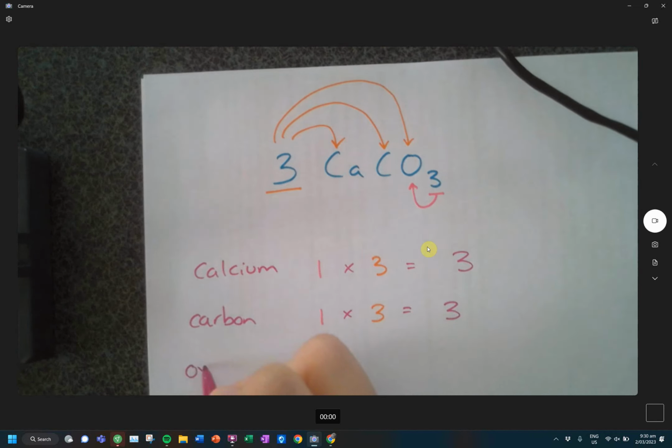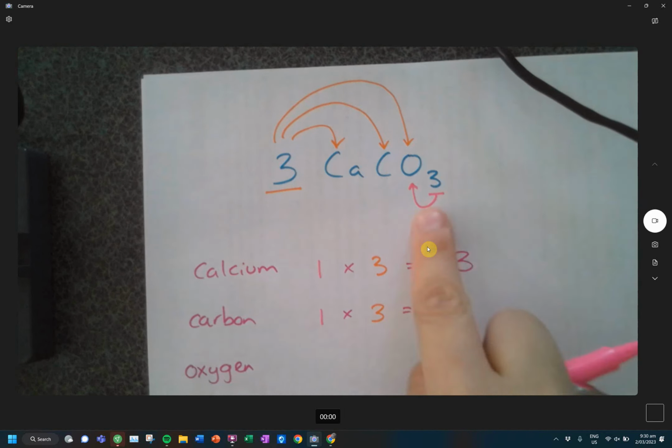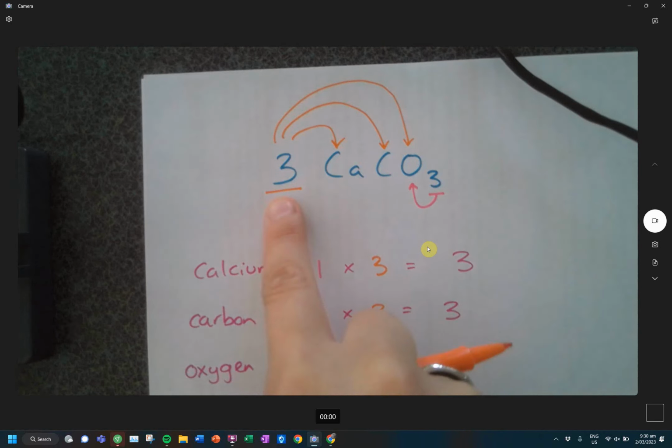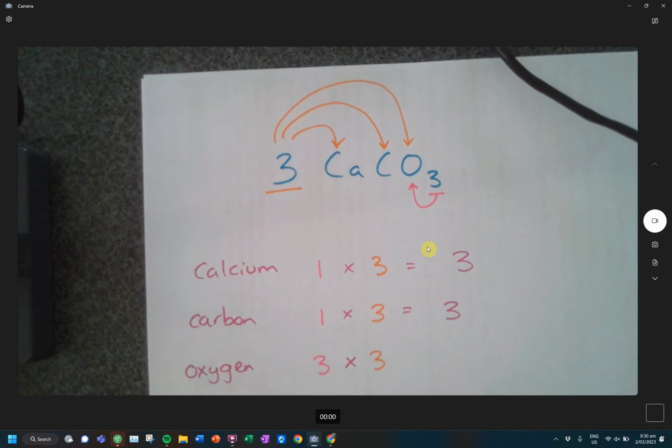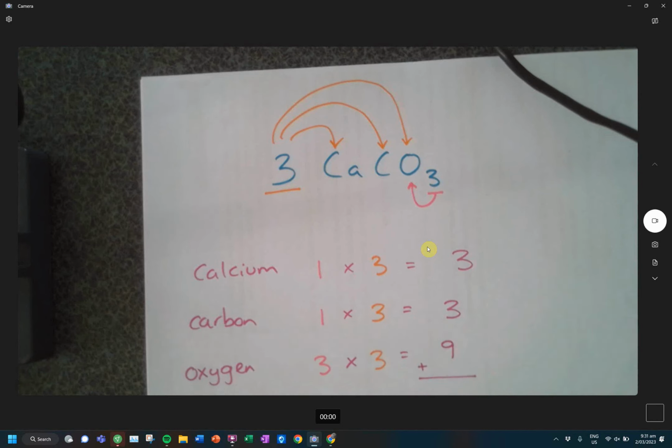And then the last one we have is oxygen, which is that O there. I see with its subscript, it has a 3. So I actually have 3 oxygen atoms to start with. I am multiplying it by, again, that coefficient in front, which is 3. So 3 times 3 is 9. So I actually have 9 oxygen atoms, quite a few. And then when I want to figure out the total number of atoms, I just add all these guys together. So 9 plus 3 plus 3, how many atoms? 15. And that's how we do that.